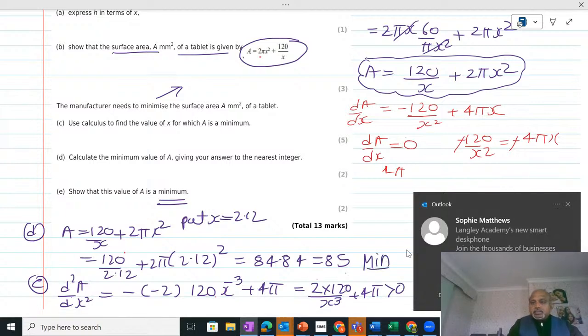Sorry about that, guys. I don't know why this is coming here and it is not deleting. Okay, that's fine now. So it will be a minimum. Write down here minimum. Okay, that's fine.